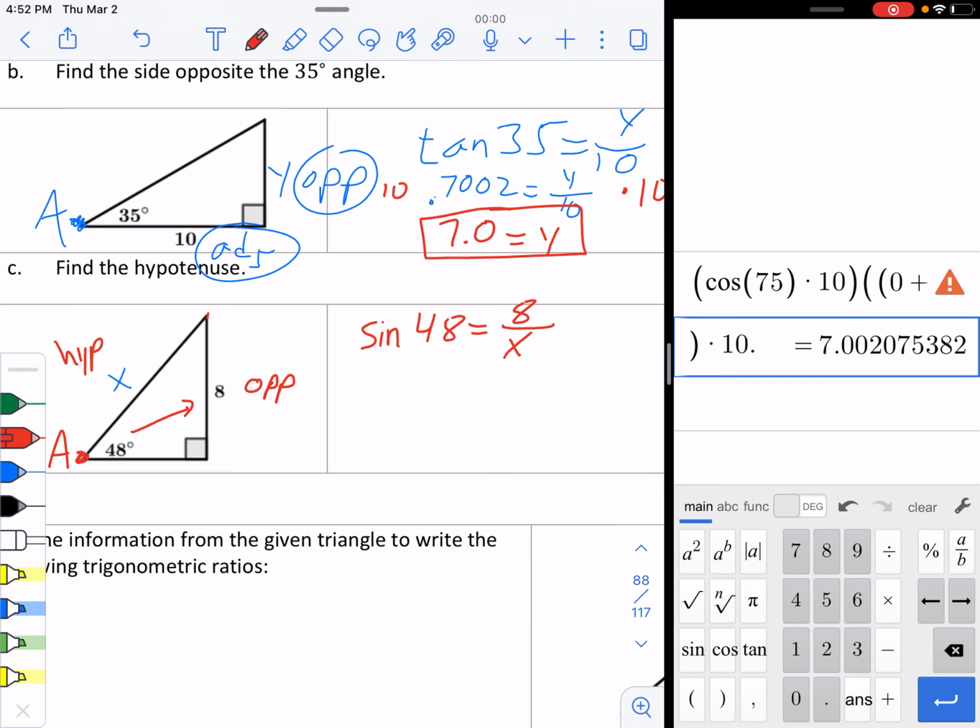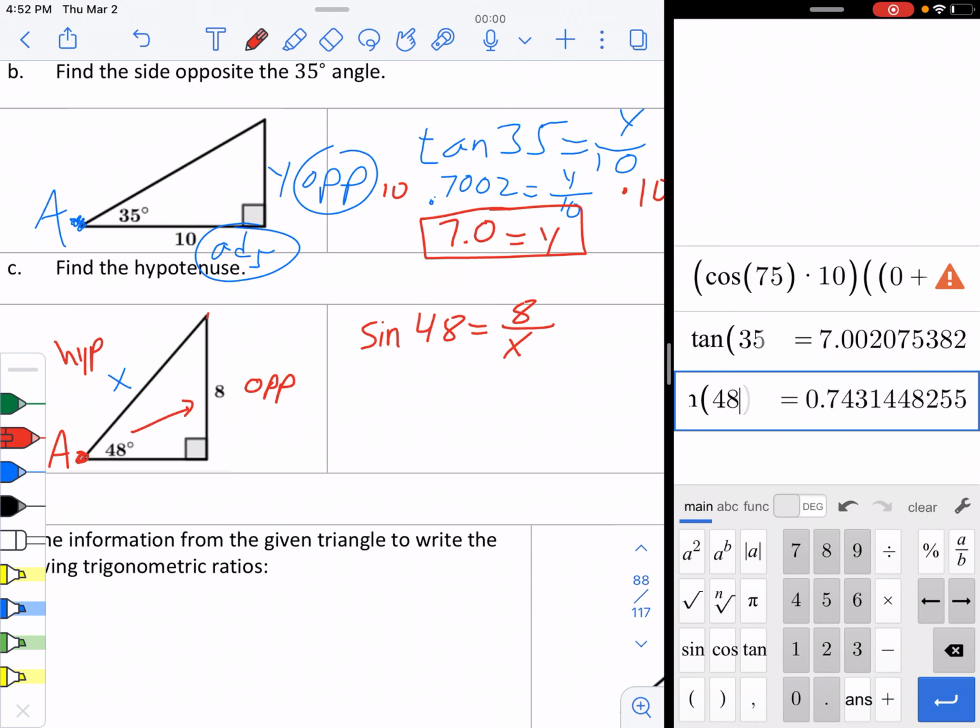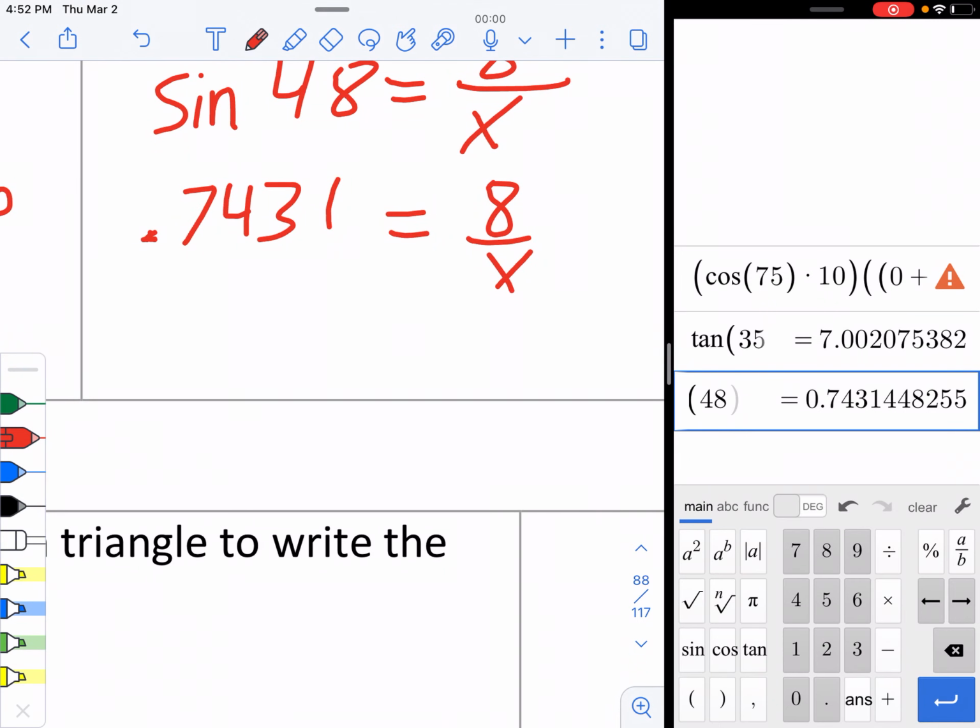Now the little twist here is this. Let's go find the sine of 48. And the sine of 48 is 0.7431. And that equals 8 over x. Well, here's the twist. X is on the bottom. So how do we deal with that? Well, one nice way to do this is just to make this a fraction, put it over 1, and now we have a proportion. We got a fraction equal to a fraction. So we can cross multiply.